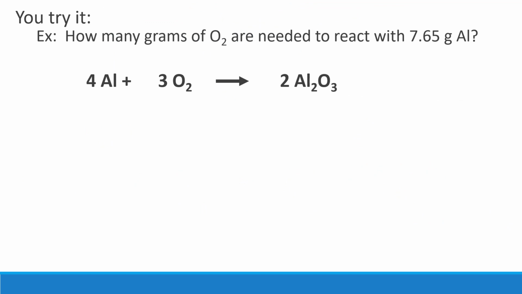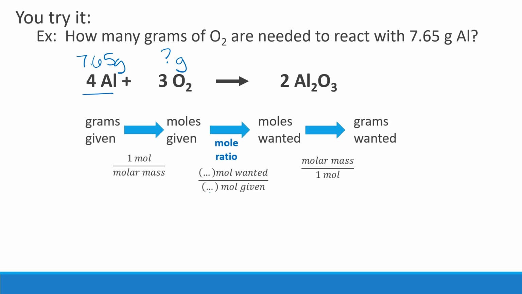One more. Take a pause here and give this a shot before I do it for you. Okay, did you get 6.81 grams of oxygen? Because if you did, you are correct. So this time, our given is aluminum, 7.65 grams, and we're asking how many grams of oxygen. Okay, so here's my map, starting with 7.5 grams of aluminum. Oh, sorry, 7.65. Let me erase that.